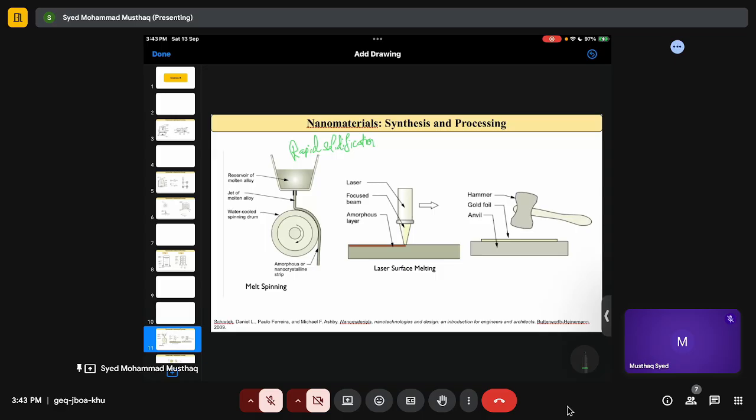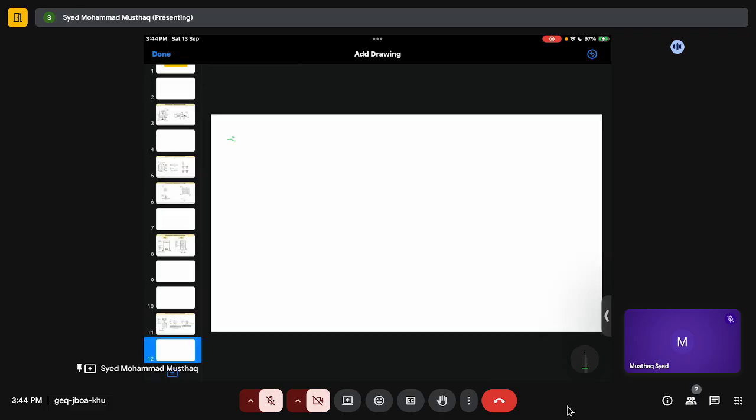People have tried it. One guy formed gold glass. So how did he form gold glass? Gold is crystalline, right? Gold is crystalline, and glass is amorphous. There is no periodicity in amorphous, but there is a periodicity in crystalline. And people have tried forming gold glass.